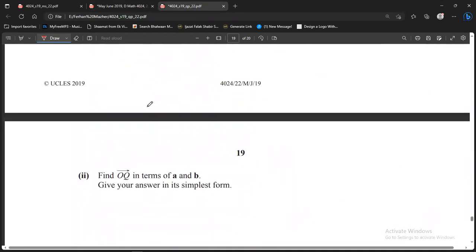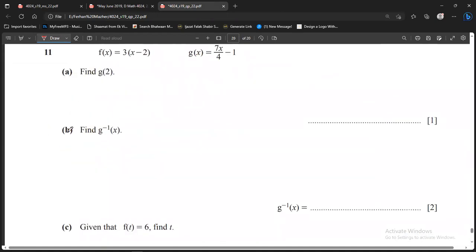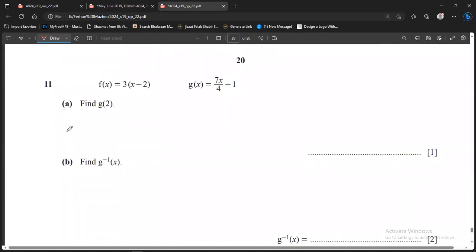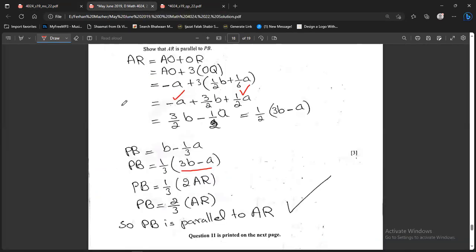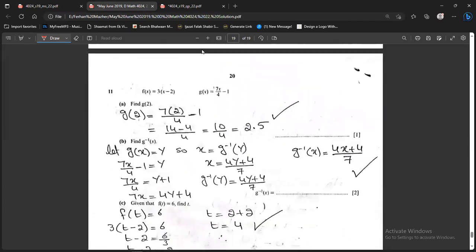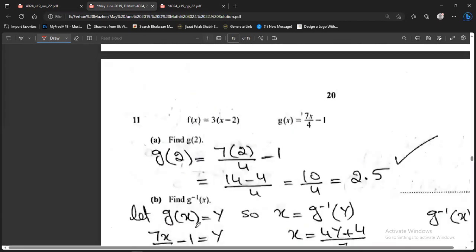Okay, so we are going to the next question, and the next question coming up on your screen is question number 11, and this question is on functions. It says f(x) = 3(x - 2), and g(x) = 7x/4 - 1. Find g(2). In this function, wherever there is x, substitute it with 2. Very simple, straightforward, easy peasy question.